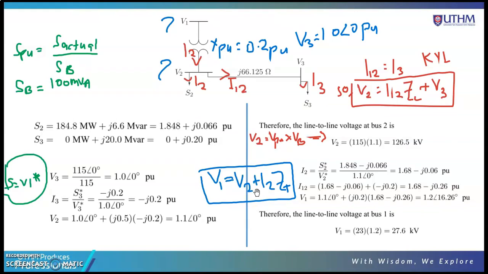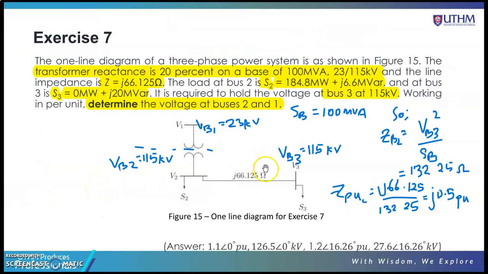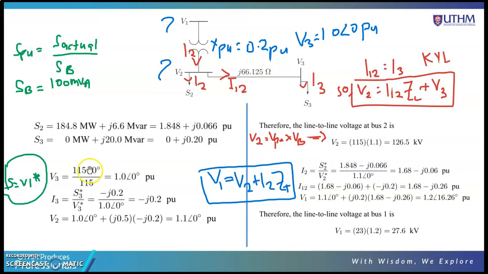Next you need to determine the voltage. V3 is the reference in per unit. So V3 equals V actual divided by V base. In this case V base equals 115, we already decided. So V actual divided by V base equals 1.0 angle 0 per unit.